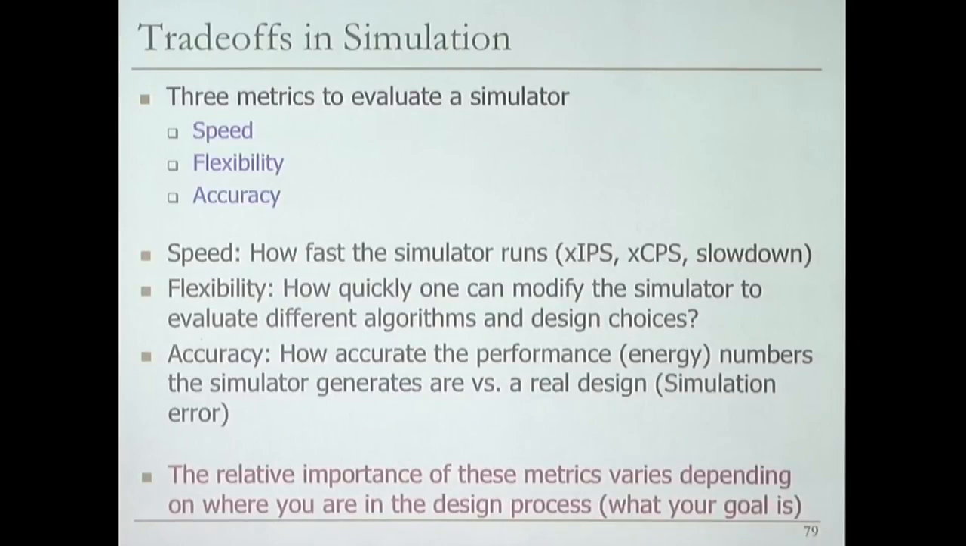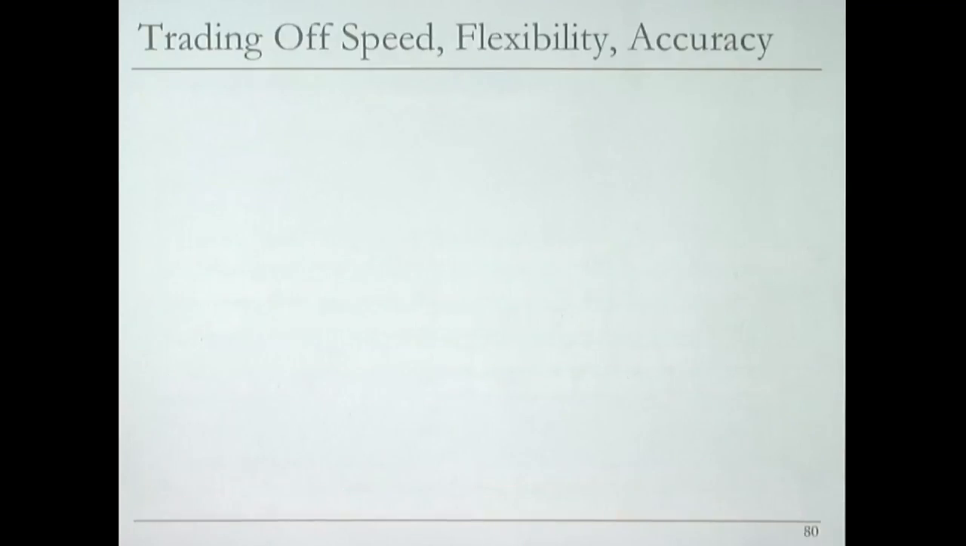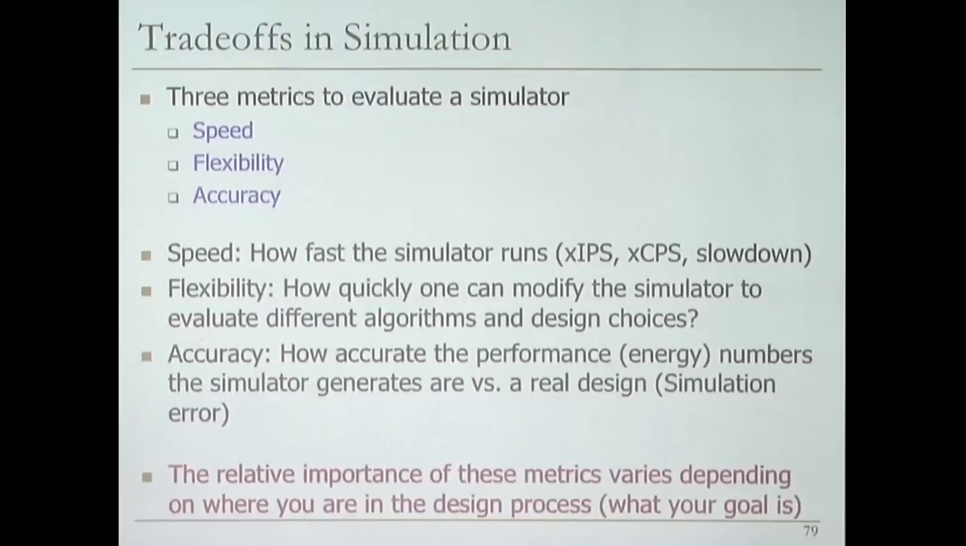OK, so the relative importance of these metrics, of course, varies depending on where you are in the design process and what your goal is. So initially, for example, you want very high flexibility and very high speed, but maybe you can trade off accuracy a little bit. Because you don't want to be completely accurate. You want to get the big, high-order bits right. I want to implement this versus that. And how I implement this, I'll figure it out later on. So these are usually trade-offs. And usually you can get at most 2 of these, but not all 3 at the same time.